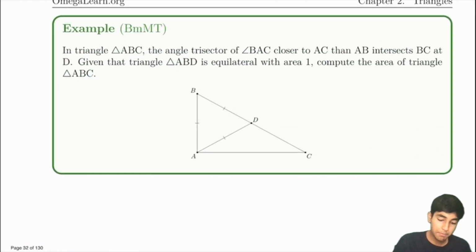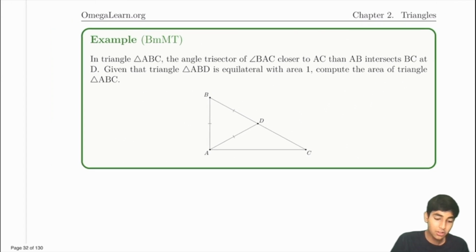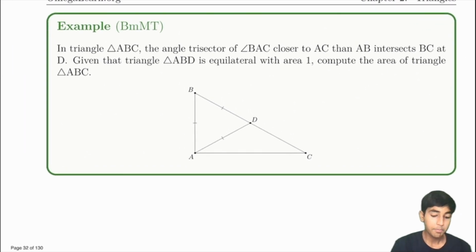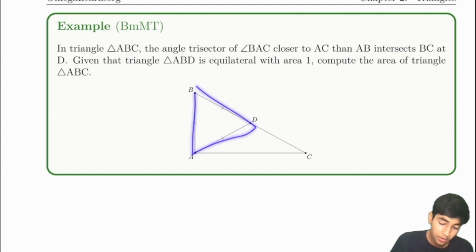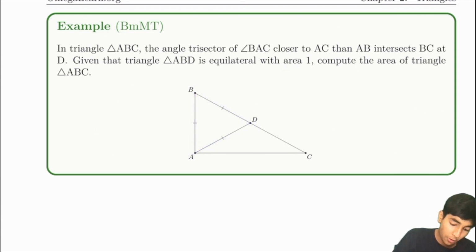Let's now move on to a problem that uses this property, or something that uses a similar property. In triangle ABC, the angle trisector of BAC closer to AC than AB meets BC at D, so there's an angle trisector essentially. And given that ABD is equilateral with area 1, compute ABC. So ABD is an equilateral triangle. Let's call its side length X.